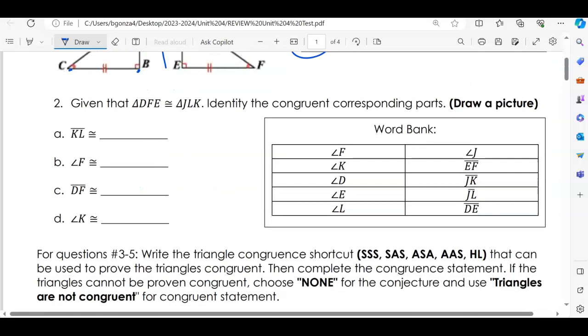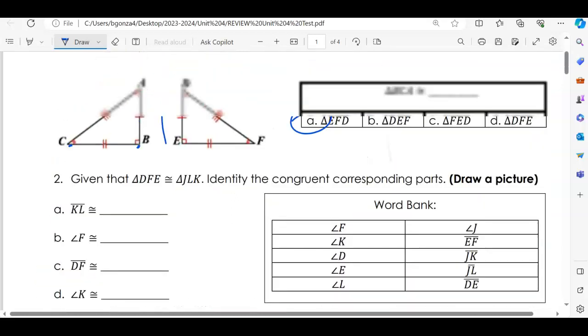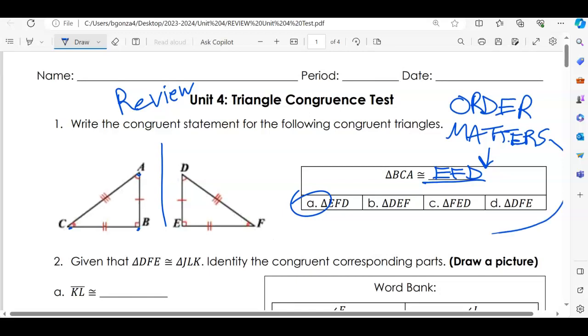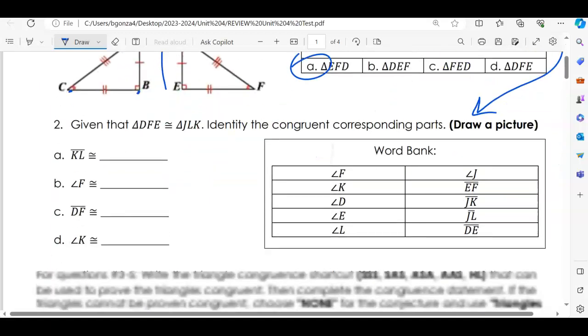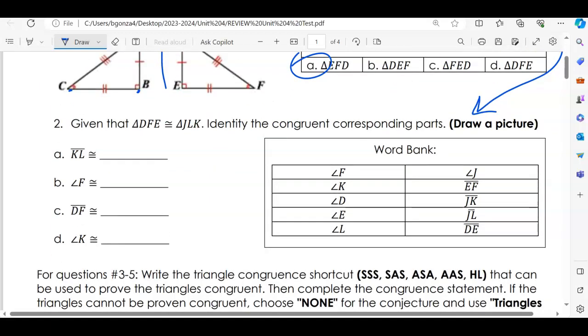Number two, now even if you don't have a picture, once again, remember that order matters. So KL, this would match third, second, EF.